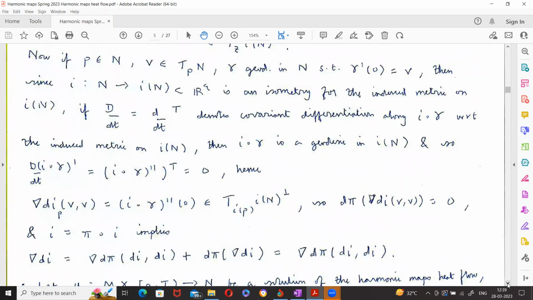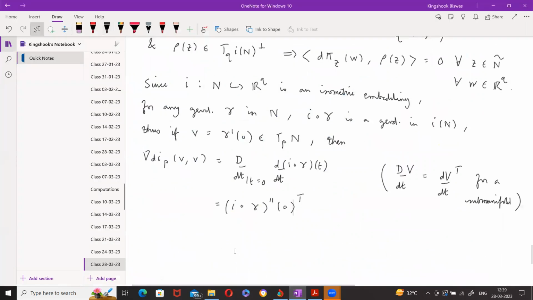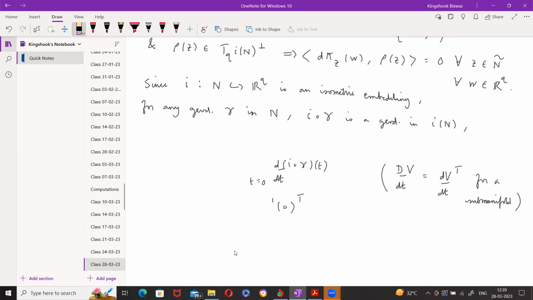Okay, so I have to be a bit careful here. I was mixing up two second fundamental forms, so we have to be a bit careful.